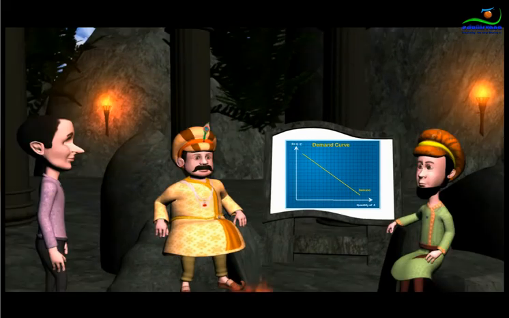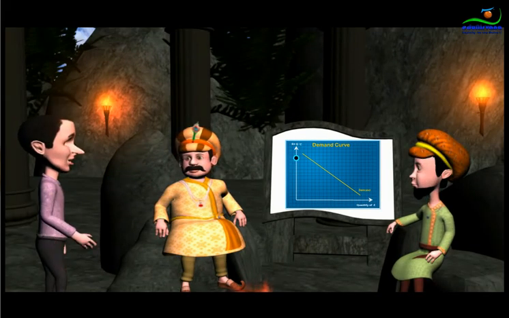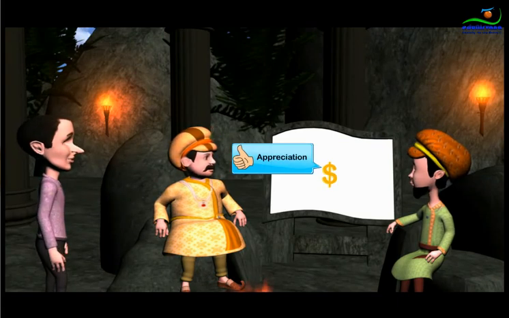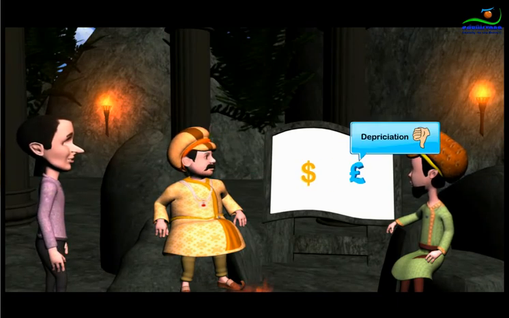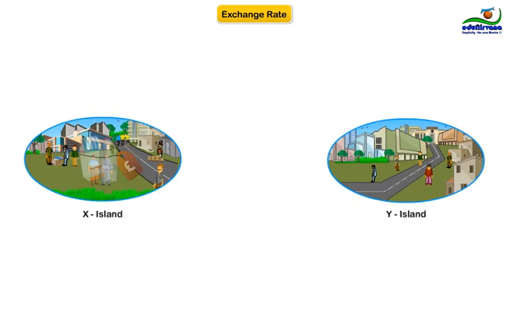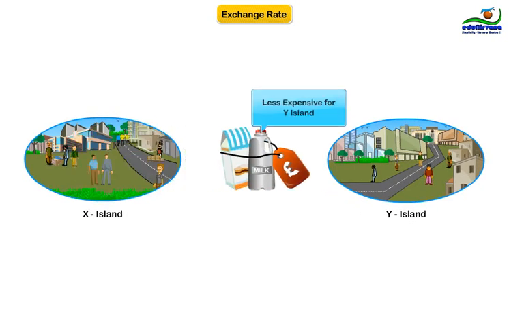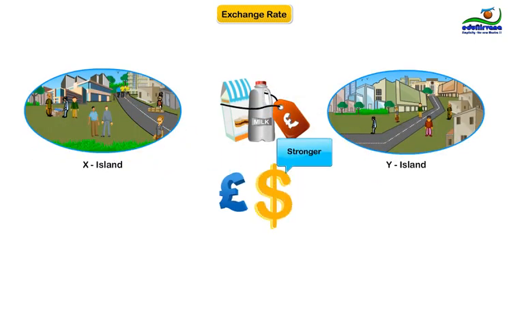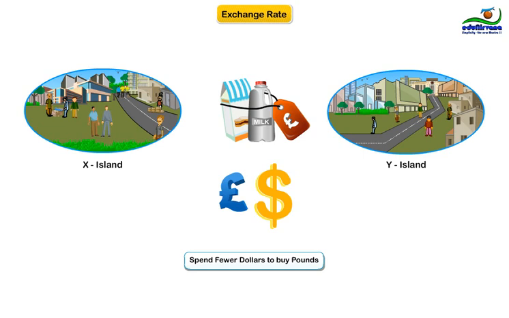Yes, for sure. Let's take the case of exchange rate downward movement, which is representing appreciation of dollar and depreciation of pounds. For Y island inhabitants, X island goods are less expensive when the pound is cheaper and the dollar is stronger, as they have to spend fewer dollars to buy pounds.